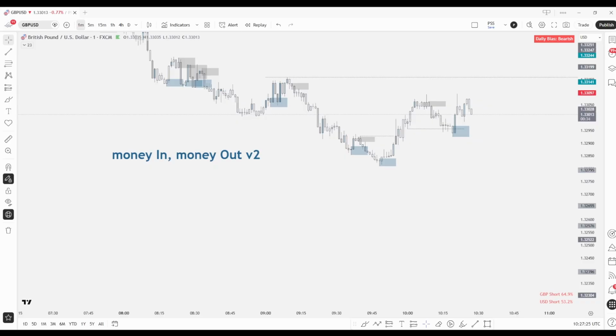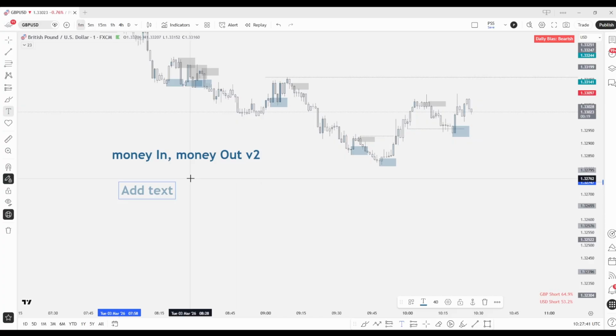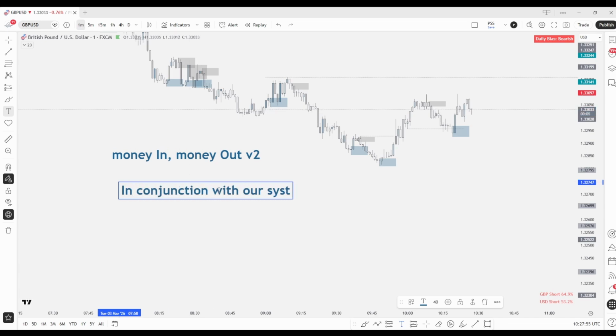So, what is it that we use the Money In, Money Out indicator for? Well, the number one thing, a very common misconception about many indicators, is that people look to follow them solely based off of what they're showing themselves. Whereas we have to use any indicators, including the Money In, Money Out, in conjunction with our system.